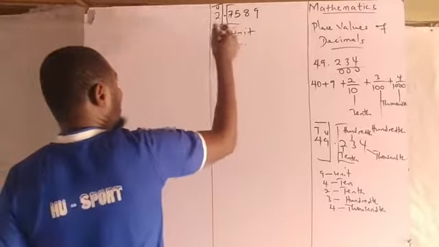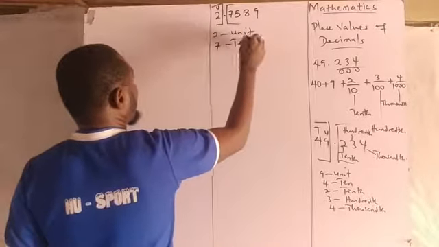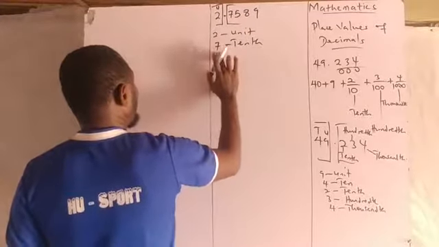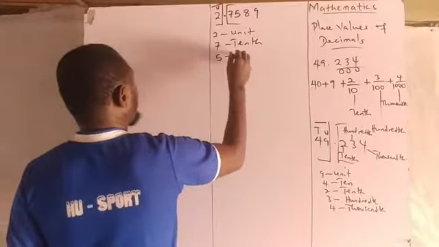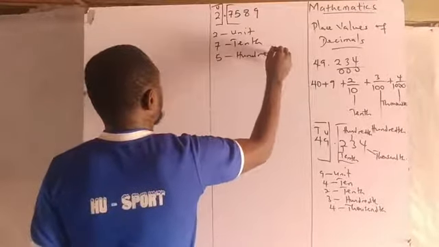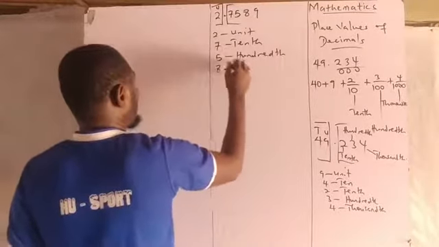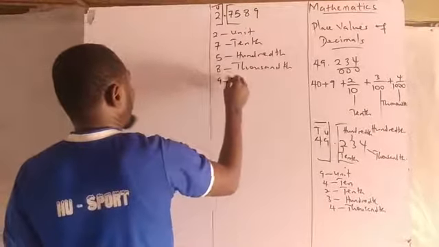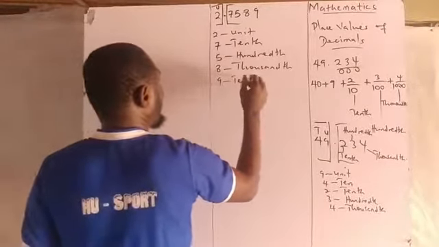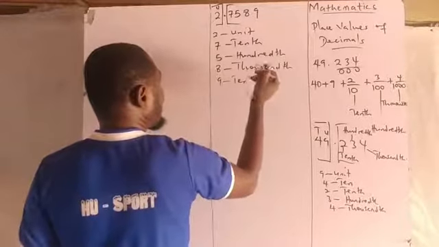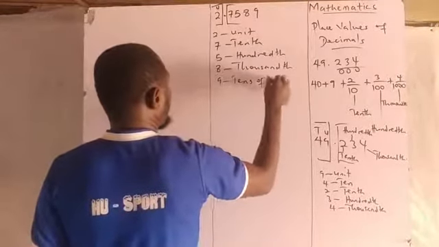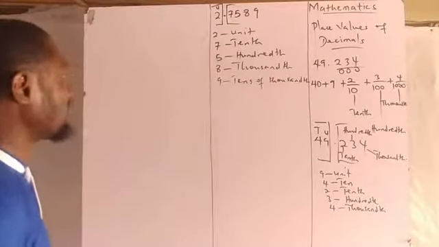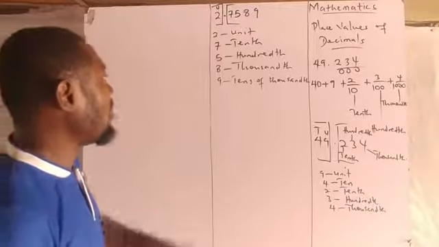So here we have 2 as unit. 7 is tenth. 5 is hundredth. 8 is thousandth. 9 is ten thousandth. So these are the place values that we have up there.